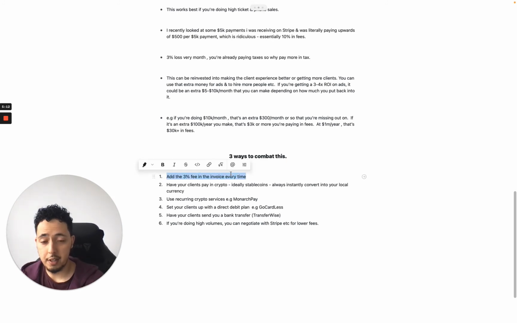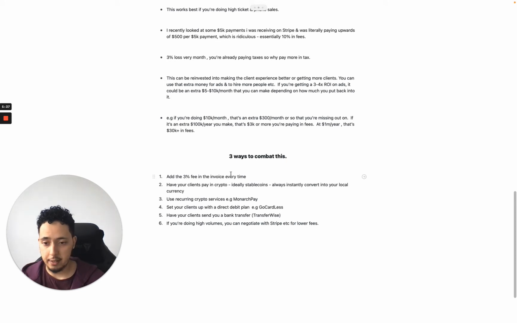So the first thing you can do, which is what I've been doing actually, is you just add the 3% fee in the Stripe invoice every time, which is very easy. So you just take the $5,000, and actually I added more than that. Also, if there's a conversion fee, you want to add that in as well. So you just add on the 3% fee and the conversion fees, and you just let them know, right? Like, this is the fee for us. This is the Stripe and conversion fees and all that.